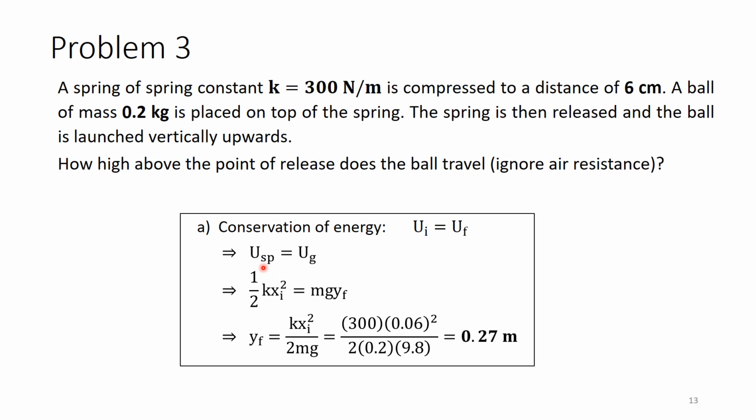Then you plug in the expressions for spring energy and gravitational energy, and you're solving for y, the height. So rearrange and solve for y. We get y equals k times x initial squared over 2mg. Then plug in the numbers. k is 300 newtons per meter, x is 0.06 meters, since 6 centimeters makes 0.06 meters. m is 0.2 kilograms and g is 9.8 meters per second squared. The calculation gives you 0.27 meters.